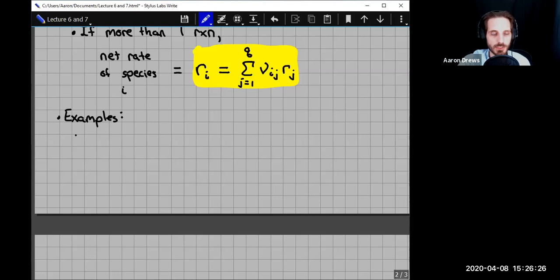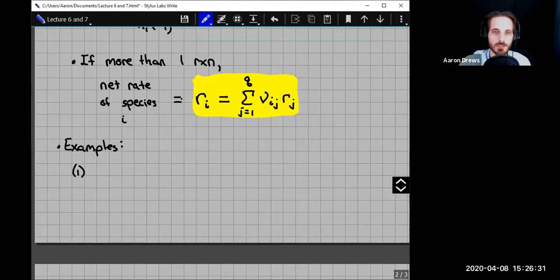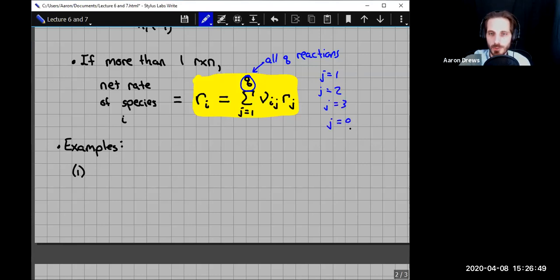Let's say that in a particular system, we have, what's the Q above the sigma? Q says run up to all Q reactions. Right, so that could mean J is equal to 1, J is equal to 2, J is equal to 3, all the way up to J is equal to Q. It's just the abbreviation we say for the last reaction.